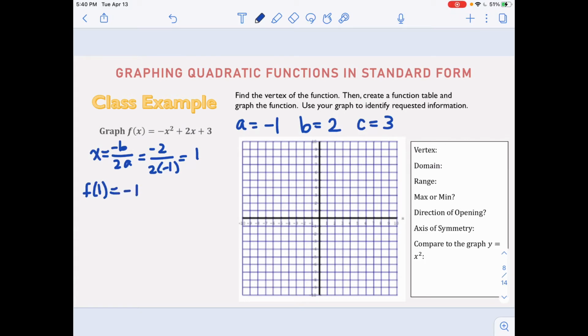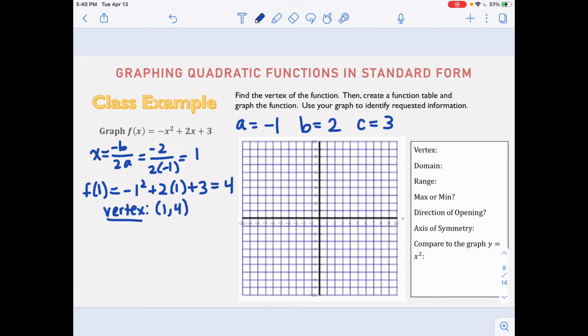So I've got negative 1 squared. I don't need parentheses because that power of 2 only belongs to the x, plus 2 times 1, plus 3. So we have negative 1 plus 2, which is 1. 1 plus 3 is 4. All right, so now I have my vertex, and my vertex is 1, 4.